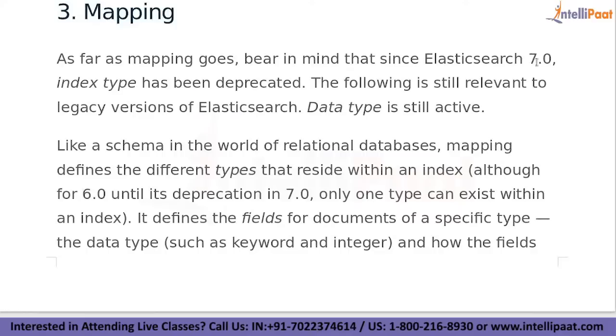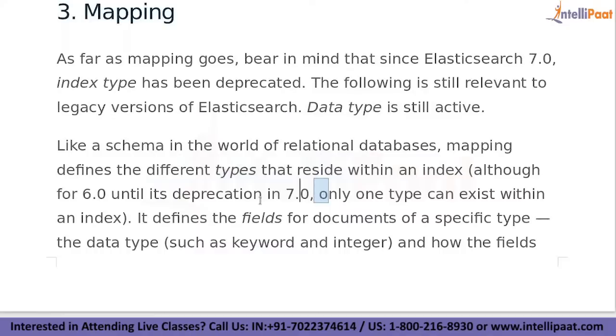It means the type index is deprecated, but the data type is still active, mapping. Until 6.0, different types that reside within an index were possible. Then it was deprecated in 7.0. Only one type can exist within an index. One type means what type of data it is, only going to be one kind of index.